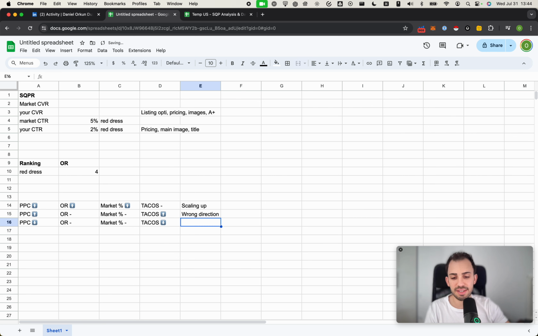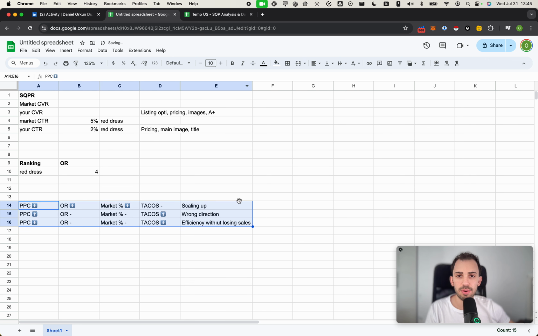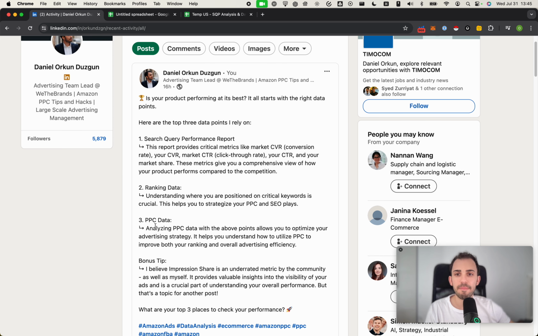And this is efficiency, efficiency without losing sales. Perfect. So this is, I would say, the holy grail of those three and how they are moving. And that's almost the whole three points.